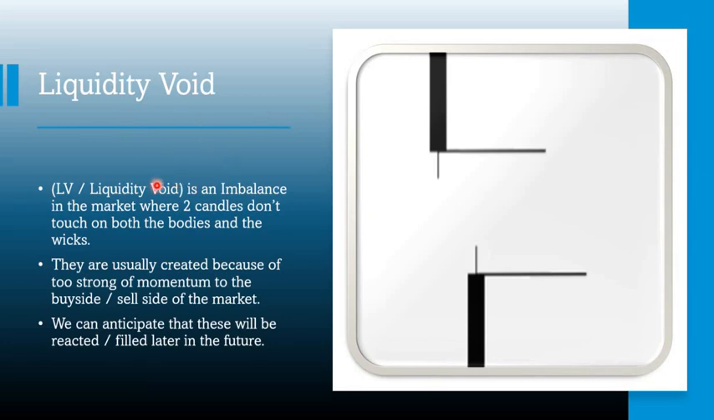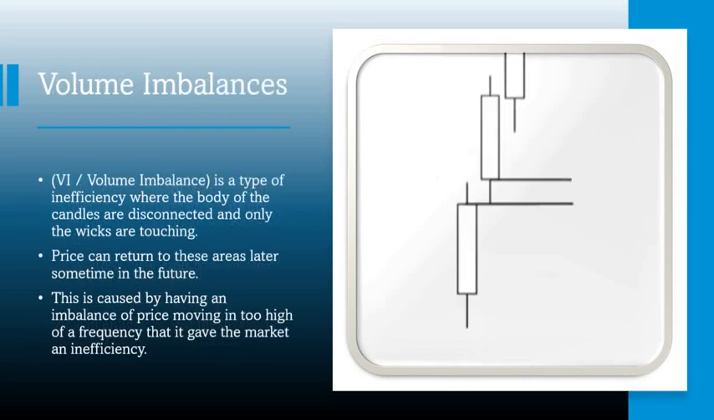A liquidity void. A liquidity void is an imbalance in the market where two candles don't touch on both the bodies and the wicks. They are usually created because of too strong of momentum to the buy side or sell side of the market. We can anticipate that these will be reacted to or filled in later in the future. Now, a liquidity void is different from a volume imbalance.